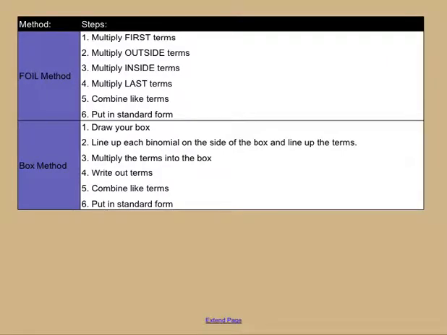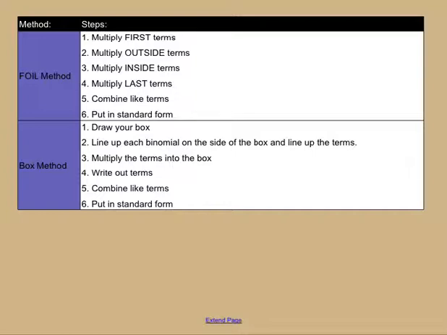So let's take a look at the two methods that we have. Our first method is called FOIL. You're going to multiply the first terms, the outside terms, the inside terms, and the last terms. Combine like terms, put it in standard form. This is the most common method that I saw growing up, was called the FOIL method.